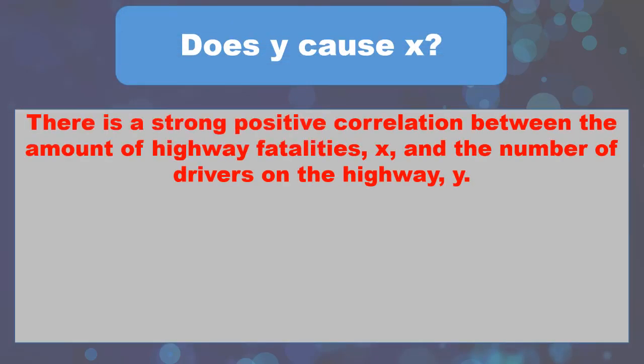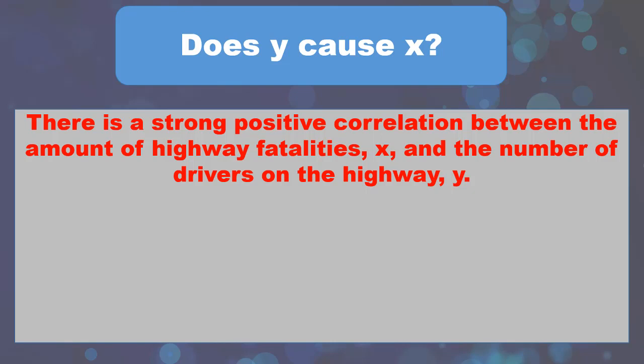What about when y causes x? Well, there's a strong positive correlation between the amount of highway fatalities, x, and the number of drivers on the highway, y. So positive correlation means as one's going up, the other one's also going up. So as there's more fatalities on the road, there are also more drivers on the road. So do you think that having a higher number of fatalities causes more people to go drive? And the answer is no, that doesn't make sense. If I knew there was a lot of fatalities on the road, that might make me not want to drive. So it's not the number of fatalities that's causing more people to drive.